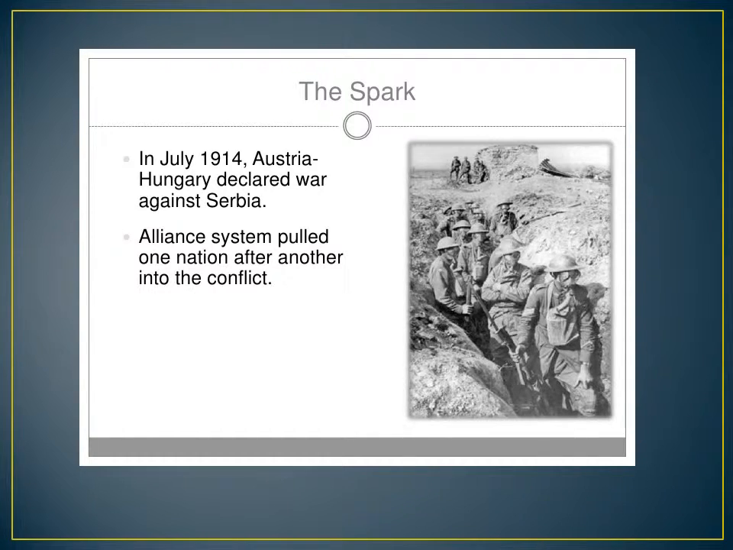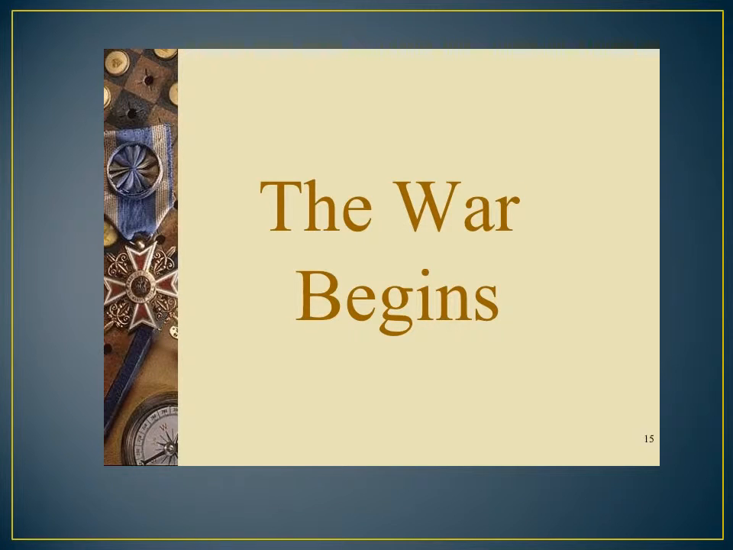So again, this alliance system, Austria-Hungary declares war on Serbia because it was a Serbian guy who shot the Archduke. Serbia had this alliance with Russia, so Russia gets pulled in. Germany has an alliance with Austria-Hungary, so they get pulled in. So all these different countries all get dragged into the war, and World War I starts. So now the war begins.